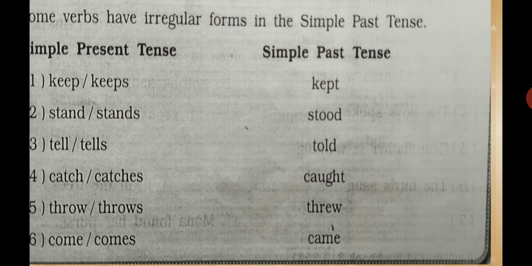And some are irregular verbs, which do not need D or ed to make the past form. We just remember them, learn them. They do not follow any rule of D and ed. So keep becomes kept in past form, stand becomes stood, tell becomes told, catch becomes caught, throw becomes threw, come becomes came. So these are some examples of the past tense.